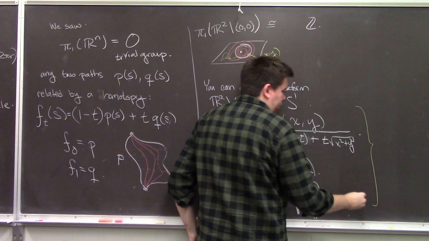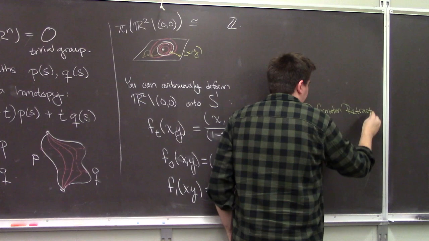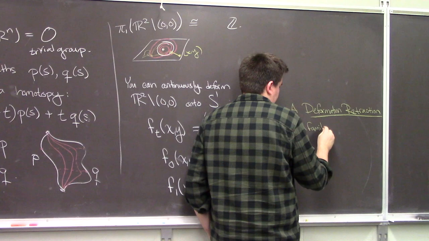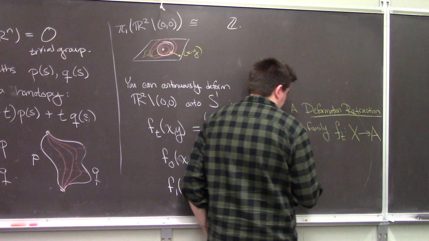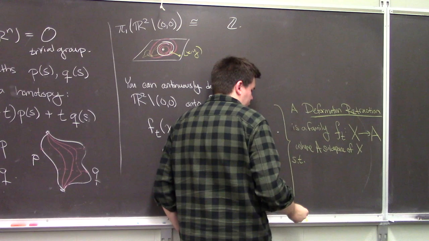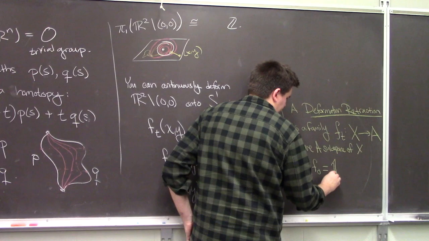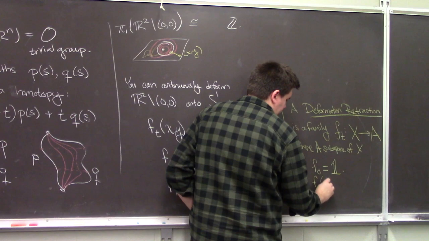So a deformation retraction is a family of maps, some family f of t from X onto a subspace A, where A is a subspace of X, such that a few conditions are met. First of all, you want to make sure it begins being the identity. So f of 0 is just the identity map, which I'll denote by a bold 1. F of 1, you want it to map onto A. So f of 1 takes all of X and puts it onto the subspace A.